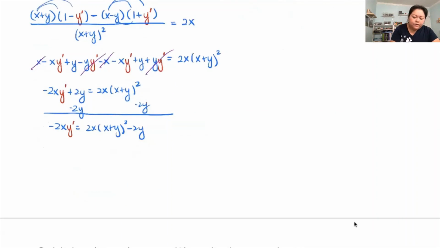Last thing, don't forget to divide by negative 2x on both sides, so that you get a really nice answer of y prime equals, well, if you divide by negative 2x, you get negative x plus y squared plus y over x. And that's it.